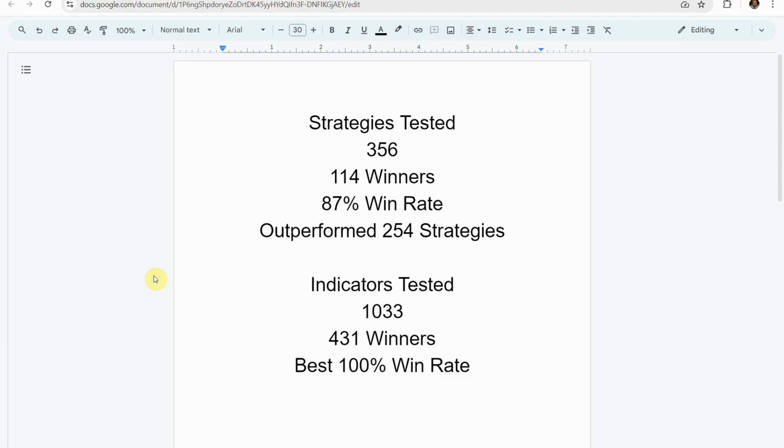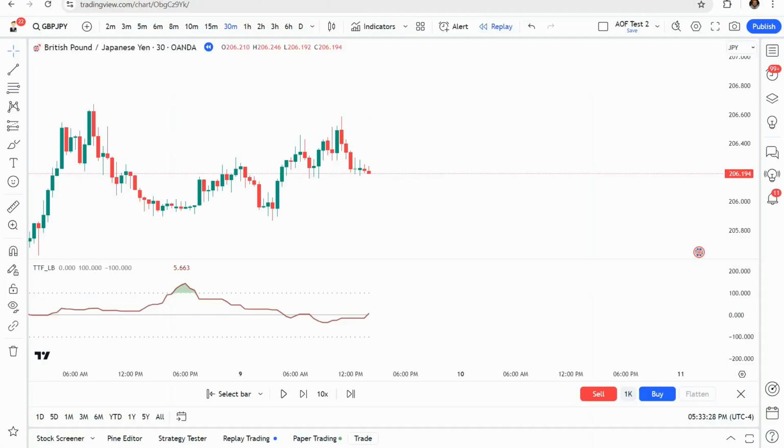Alright, as I said, today we will be testing a Forex day trading strategy. Before we do though, I wanted to put the testing scoreboard up for everyone to see. To date, we have tested a total of 356 different strategies, with 114 of them being winners. The best one so far was able to achieve an 87% win rate. And that was achieved using the Academy of Forex indicator, and so far since we've been keeping track, it has outperformed 254 of the other strategies that we have put it up against, every single one so far. We've also tested a total of 1,033 indicators, with 431 of them being winners.